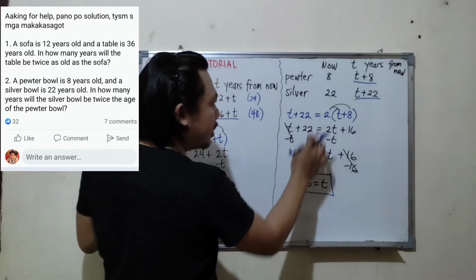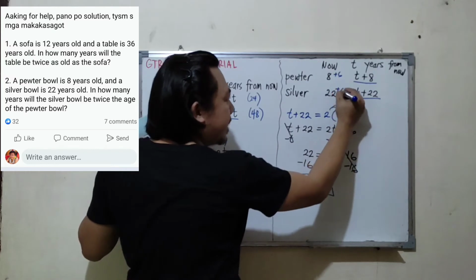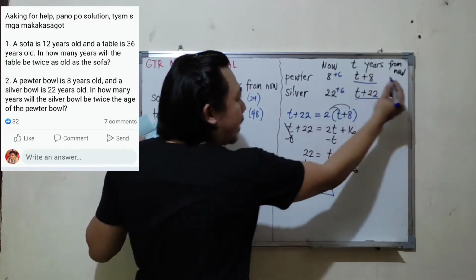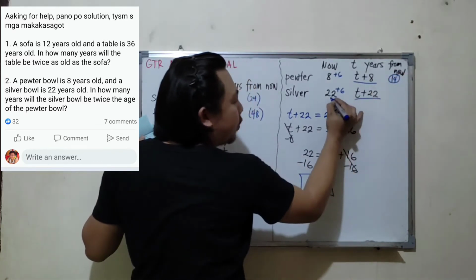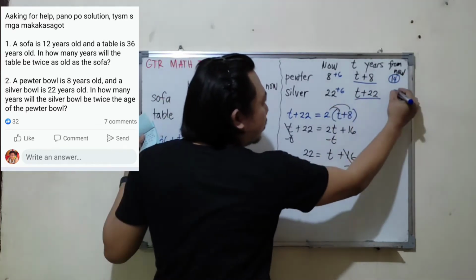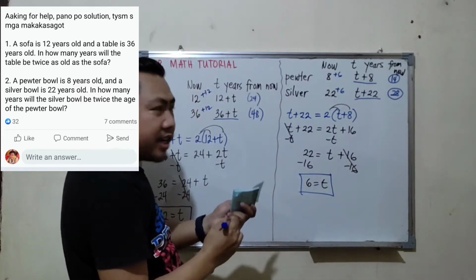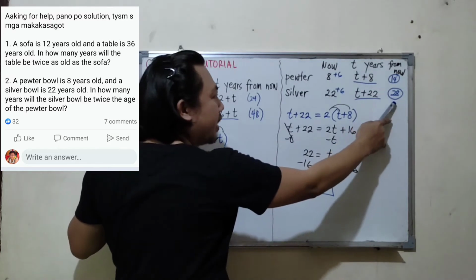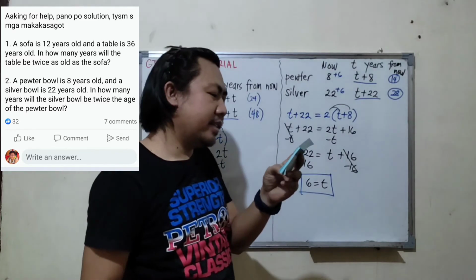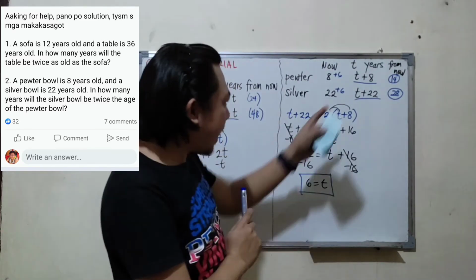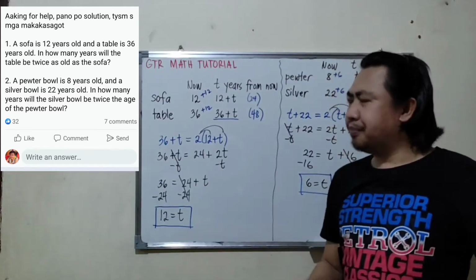Okay, checking. We have 8 plus 6 and 22 plus 6, let's see if it is twice as old. 8 plus 6 is equal to 14. And 22 plus 6 is equal to 28. Exactly, right? So, in 6 years, the silver bowl is equal to 2 times the pewter bowl. So, we've checked, and our answer is correct. The time is 6 years.